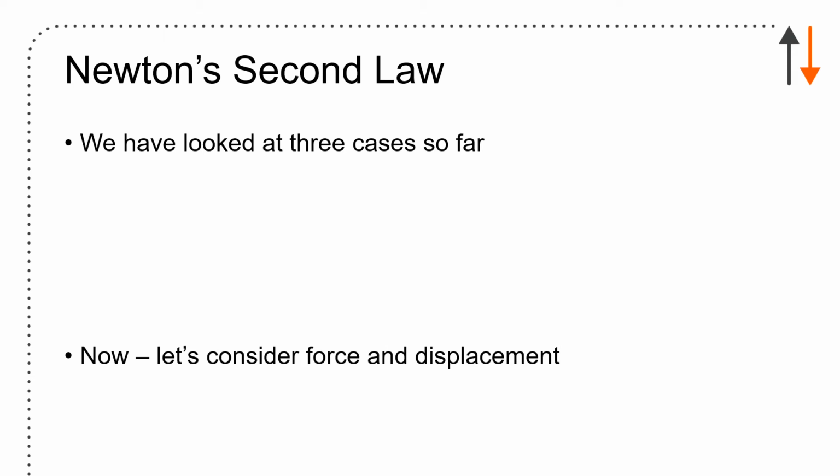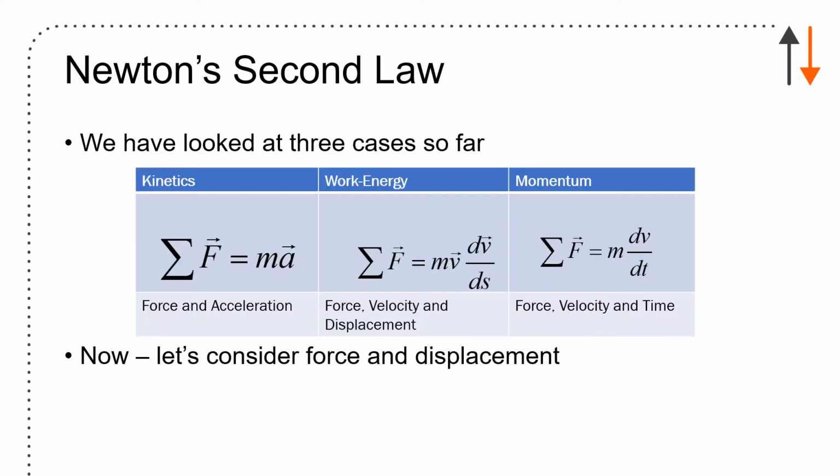Okay, so we've had three cases so far. Those three cases are the kinetics. Sum of forces equals mass times acceleration. Great, I know that one. So that's there. Work energy, mv dv ds. Okay, no problem. These are great because it's easy to follow. And then finally I have momentum, which is force, velocity, and time. So acceleration, velocity, and distance. Force, velocity, distance, and then finally force, velocity, and time.